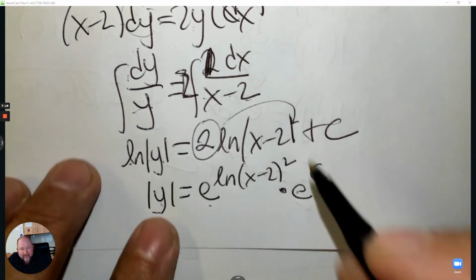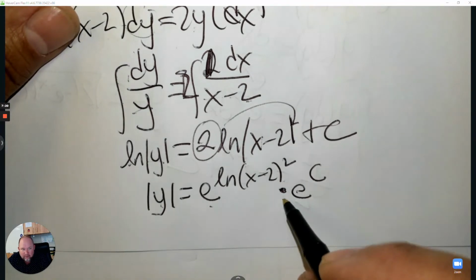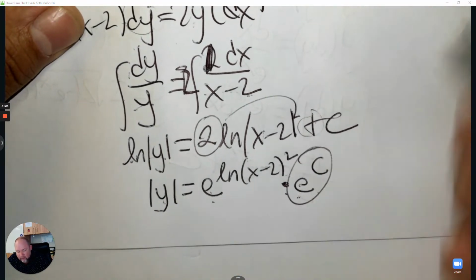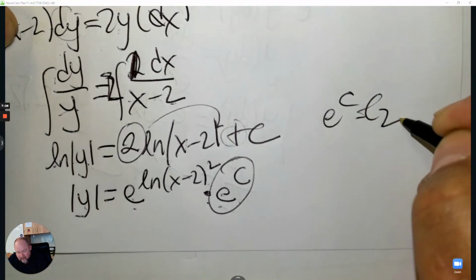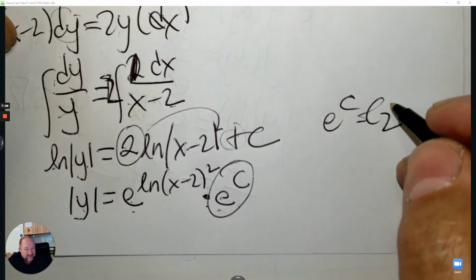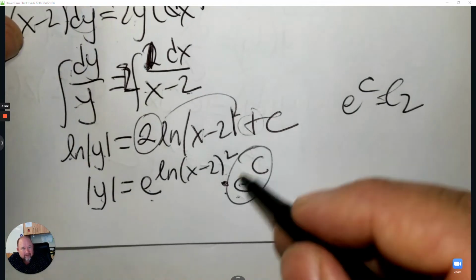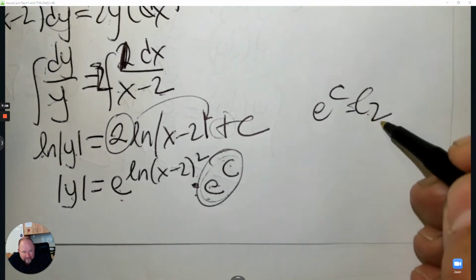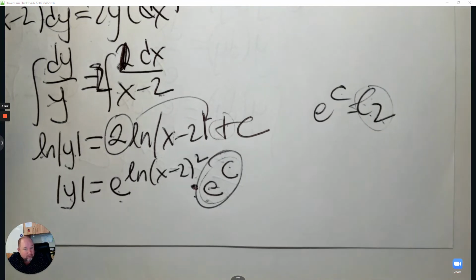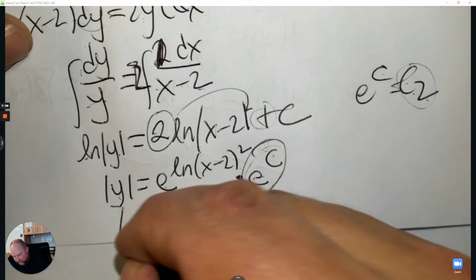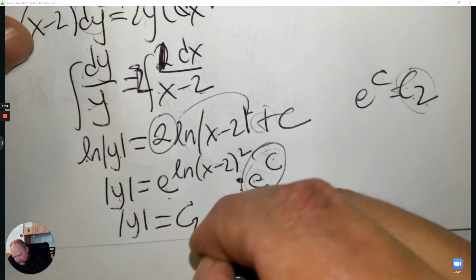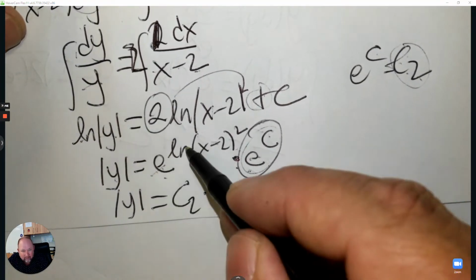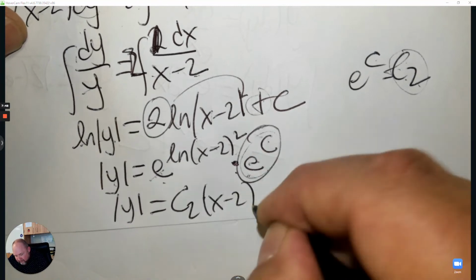Now, in exponent rule, when you multiply and the bases are the same, you're adding. I'm just writing it differently. I can then redefine this as a separate constant to make it easier to work with. So I'm going to take this constant, e to the c is just a number, and I'm redefining it to make it easier to work with algebraically. And you recognize that e and ln cross out, and you're just left with x minus 2 squared.